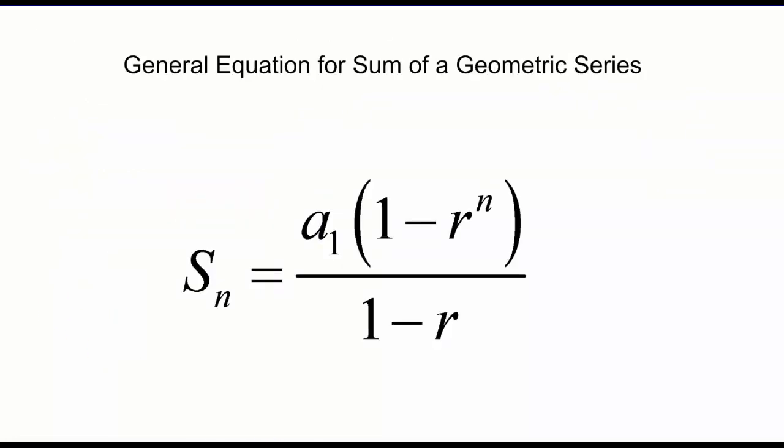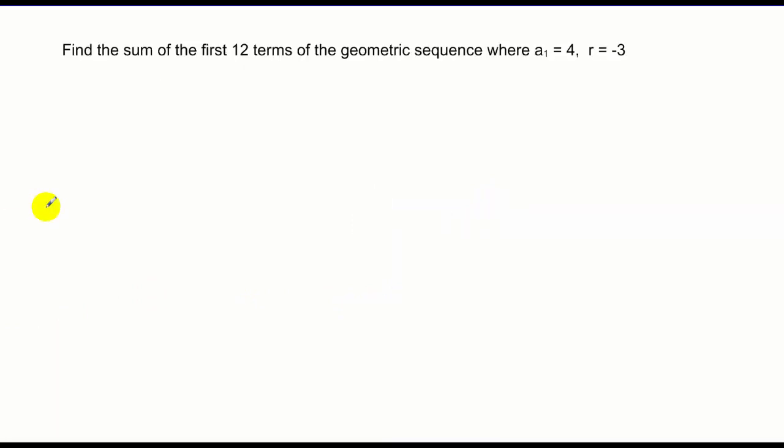And that's the formula we actually use. The sum of n terms in a geometric series is equal to the first term times 1 minus the ratio raised to the number of terms over 1 minus the ratio. So let's do a number of these problems.